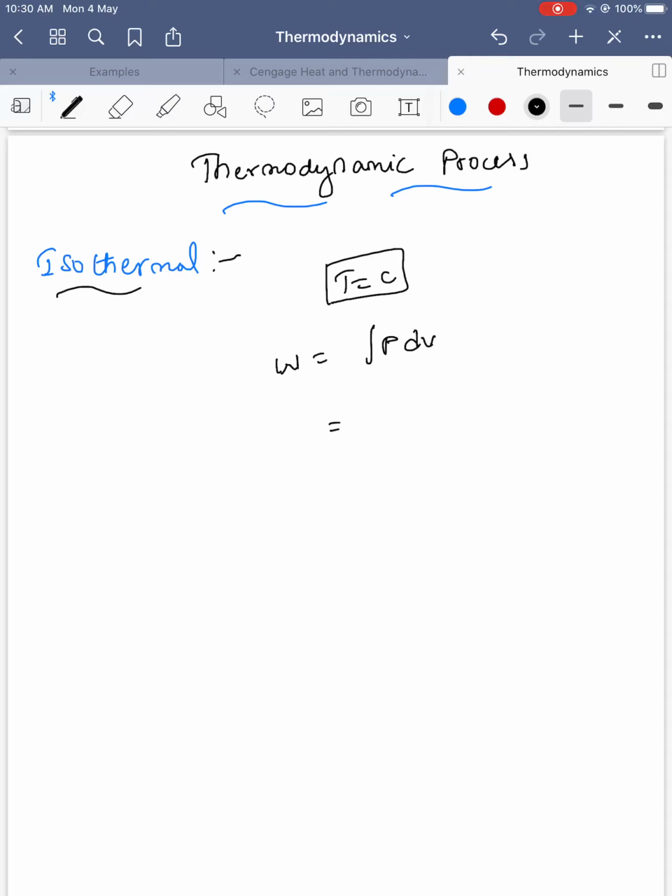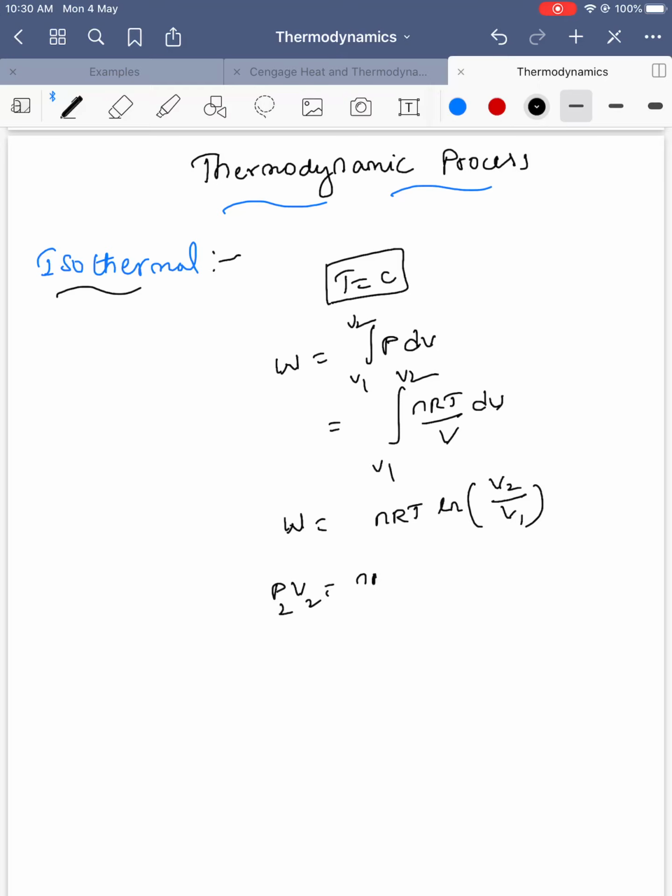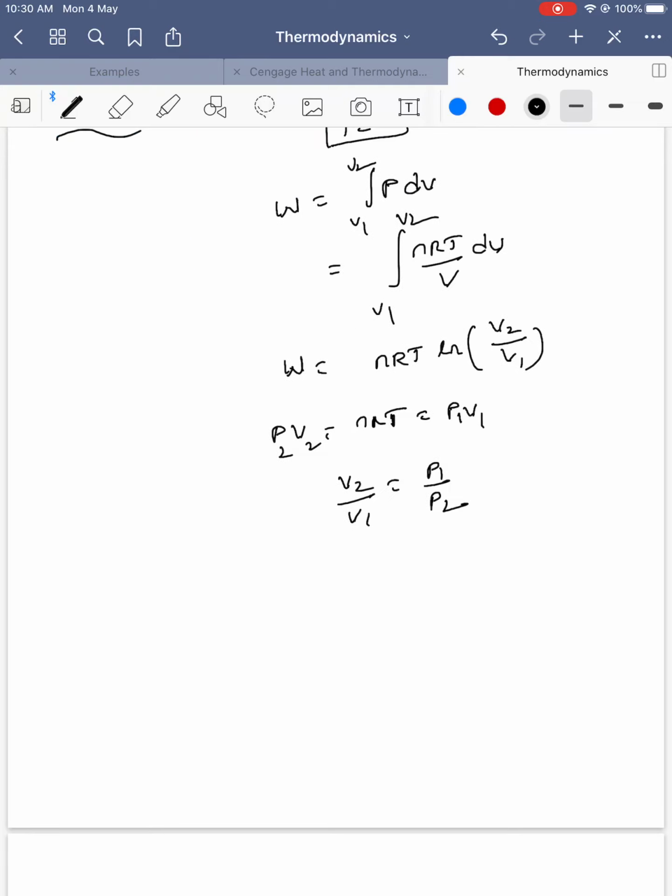Volume is varying from V1 to V2. P is equal to nRT by V, so W is the integral of nRT by V dV from V1 to V2. So W becomes nRT ln V2 by V1. Now P2 V2 is equal to nRT2, and since temperature is constant, nRT is nothing but P1 V1. So V2 by V1 can be written as P1 by P2, and I can write W is equal to nRT ln P1 by P2.